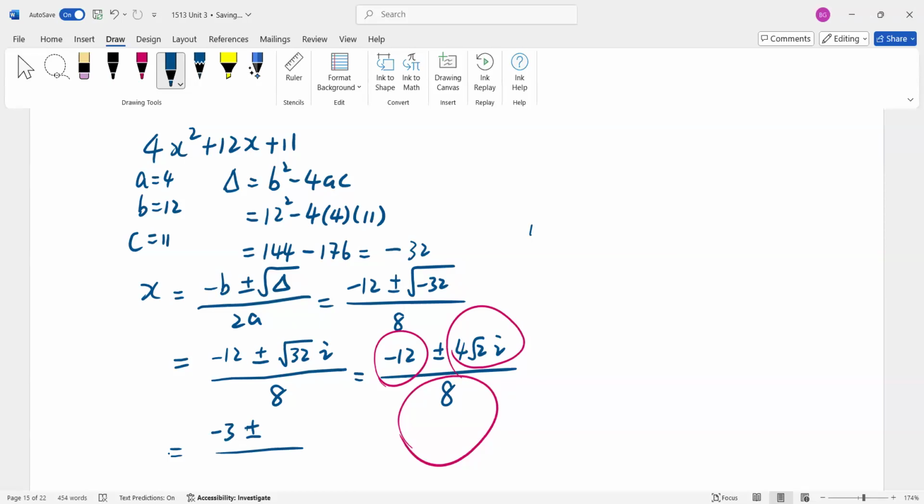Right, divided by 4, root 2i. The 8 divided by 4, 2. Okay, there we go. That's the two non-real complex roots. All right, we got the 3.